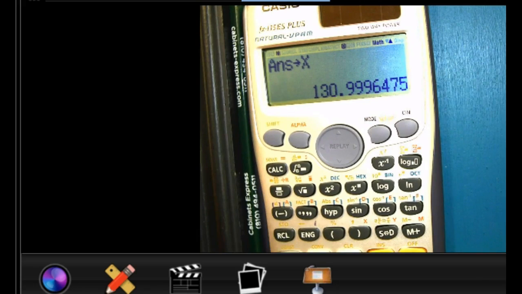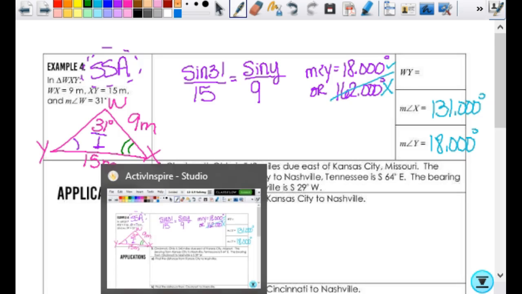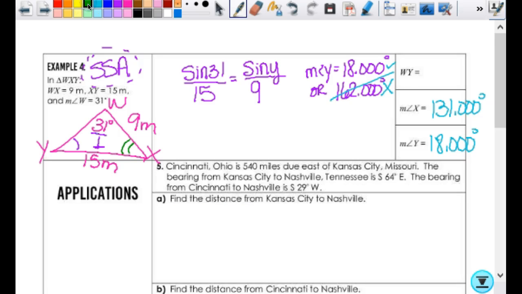Yes, so when you round it, when you write it down, it's 131, but that's really what you actually have in there. So now to figure out the other part of this, I have the angle x, so I'm going to take the sine of 31 over 15, which is equal to the sine of x, that's stored in my calculator, over the length of WY. I'll just call it length of WY, it's easier.